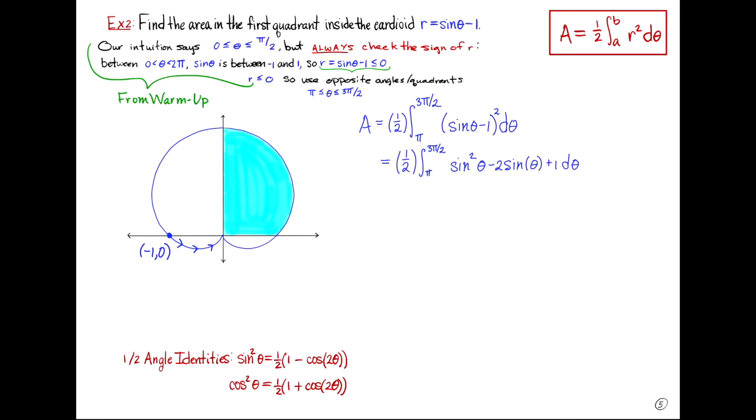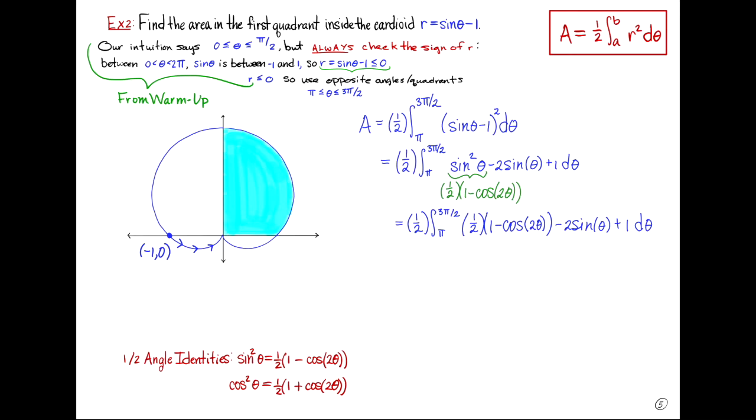To integrate sine squared theta, we need to use our half angle identity, that this is equal to 1/2 times 1 minus cosine 2 theta. Subbing that in, we have 1/2 the integral from pi to 3 pi over 2 of 1/2 times 1 minus cosine 2 theta minus 2 sine theta plus 1 d theta.